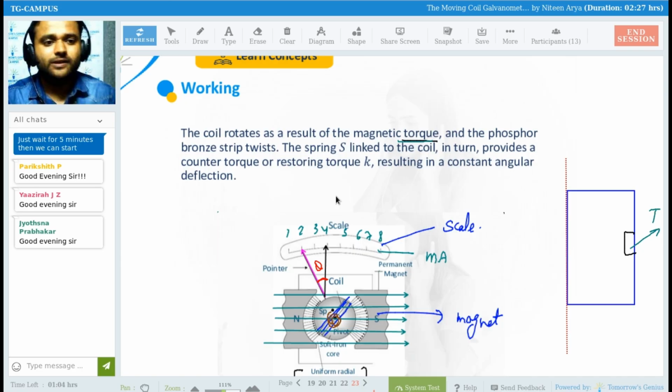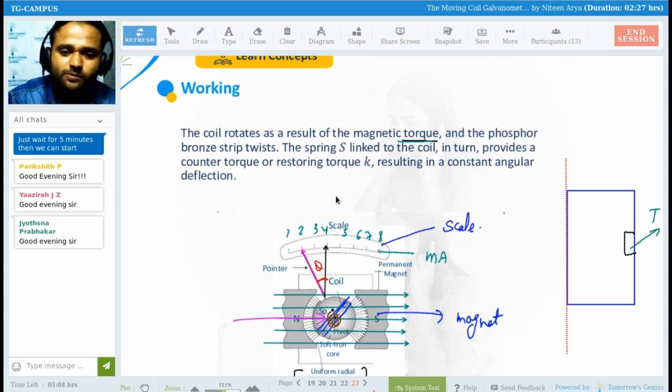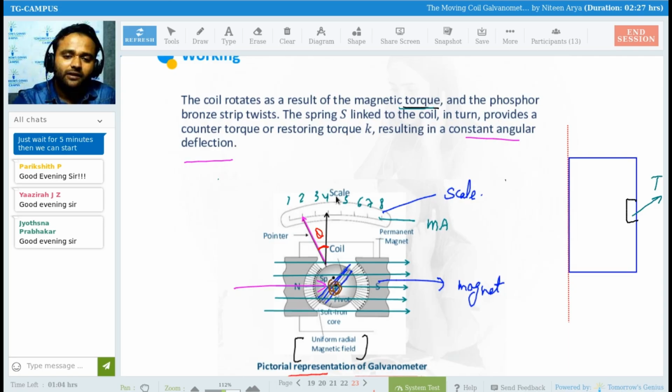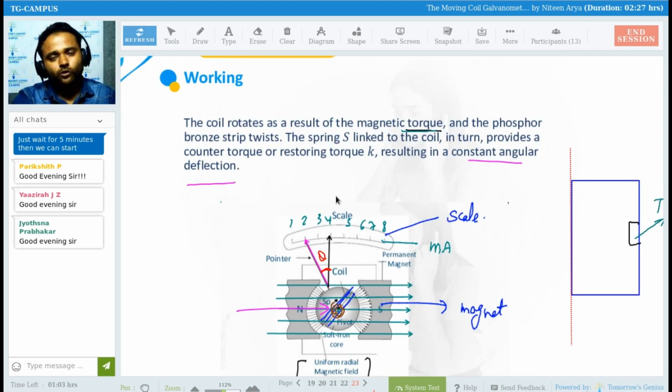Is this clear? In the same way, the more torque is applied in this particular spring, due to this spring attachment, the more restoring torque is generated, and we have a constant angular deflection. The more deflection we can see, the more fine a moving coil galvanometer we can make, which can measure current up to the range of microampere. Is this clear?